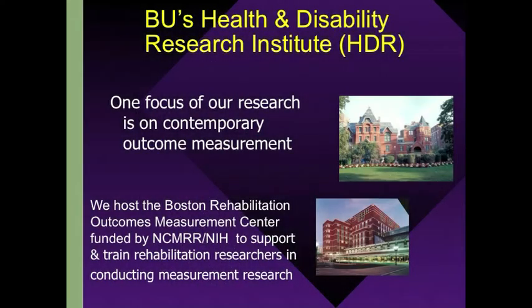We do have this R24. It's the Boston Rehabilitation Outcome Measurement Center. And what we're trying to do is trying to improve measures that are available to the rehabilitation research community. So that's our basic goal. And we want people to be using better measures. So both we're trying to help invest in the development of better measures, and then trying to help people who are out there doing research use the latest and best that's currently available in the field. So there's kind of a development piece, and then there's a diffusion of innovation piece to our center.